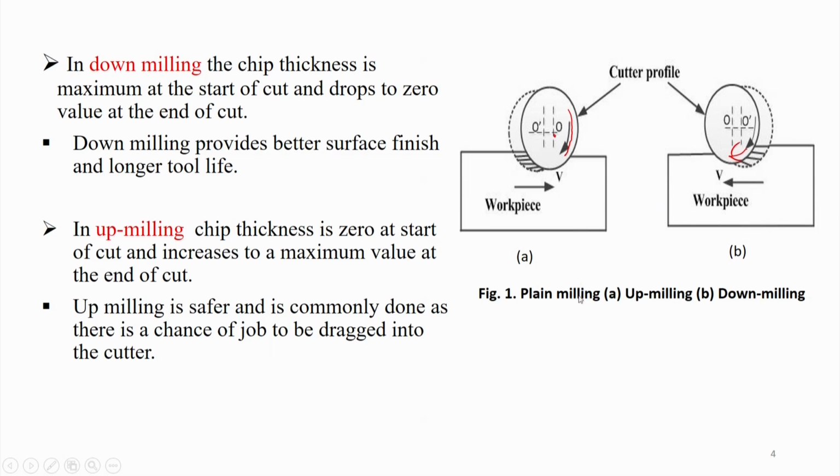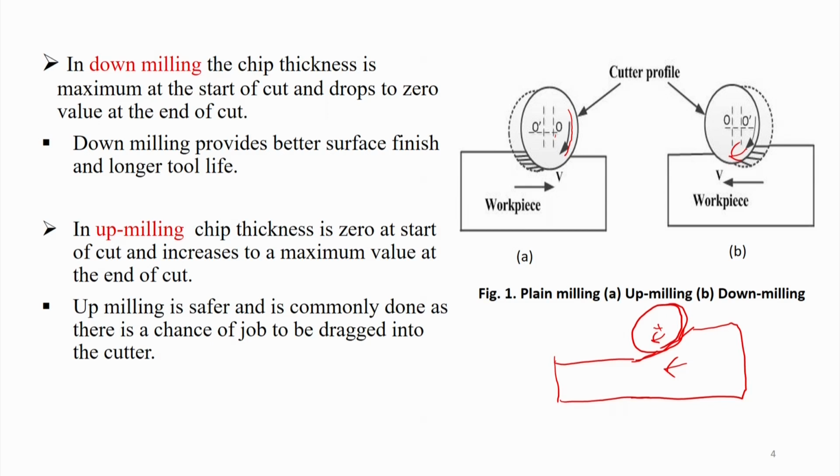In down milling, the chip thickness is maximum at the start of the cut and drops to 0 at the end of the cut. Down milling may be like this, and here I am just showing a very schematic thing. Suppose this is the job and the cutter is moving like this. Both are moving in the same direction. So, first you encounter a larger chunk of material and then it goes. That is why in the beginning the chip thickness is more and after that it gradually drops to 0.